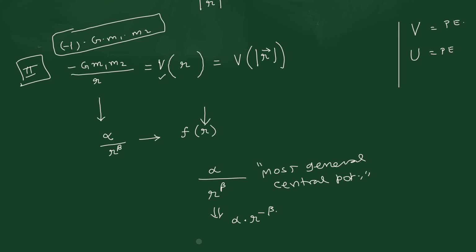The only reason for using the word central is because of the magnitude r. Angle should not depend. If angle is going to enter, no. So this is very important. That is why I've been telling that these are the 2 points that you'll have to remember. If your potential is going to depend on r and theta, then this is not a central potential. So this is the important point.